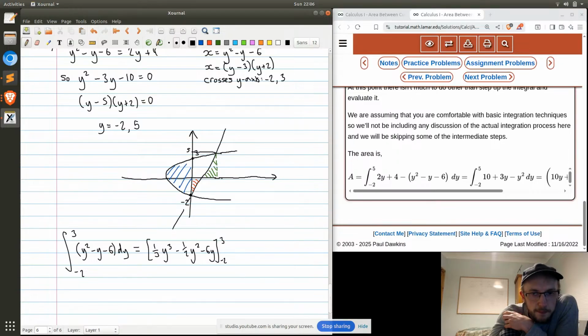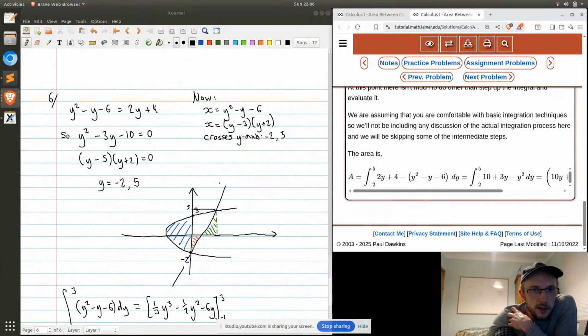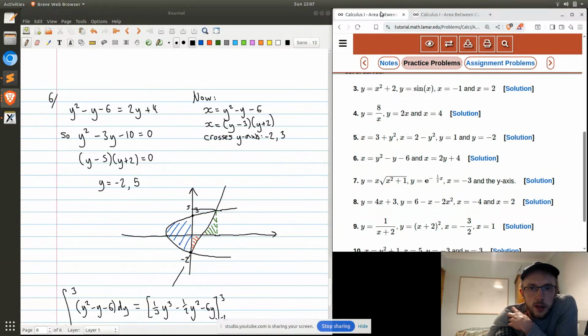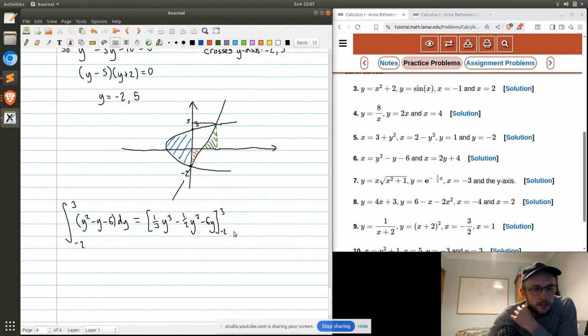Don't you see? So, -2 to 5, linear minus the quadratic. And I get that, and if they were to do it the other way around, then it would just be a minus sign, right? Right, okay, so that's way better. I thought it would be something like that, but anyway. All right, let's actually do it.